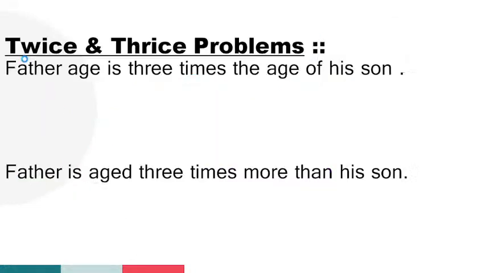Okay. So coming to the last point, guys. Twice problems, thrice problems. Twice means 2 times and thrice means 3 times. And 5 times, 10 times problems, they can come, no issue here. Right. First is the first statement. Father's age is 3 times the age of his son.